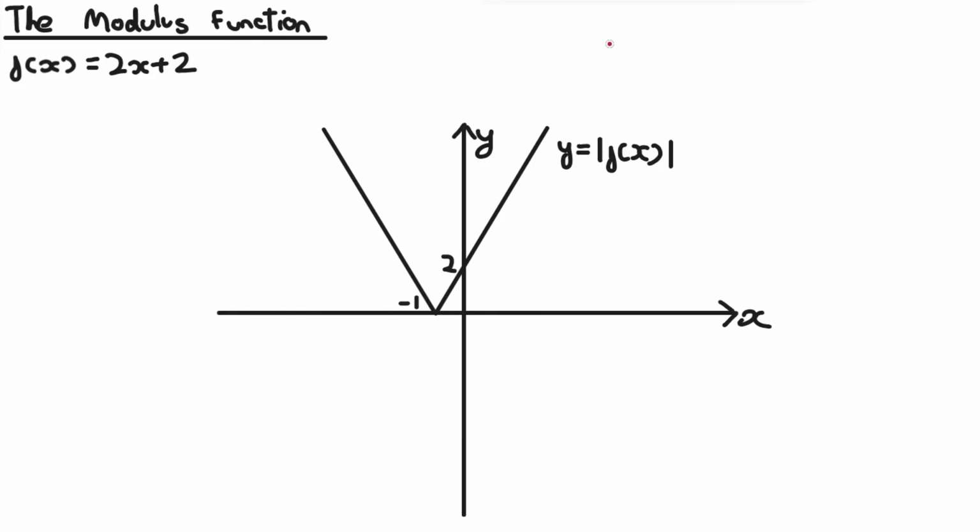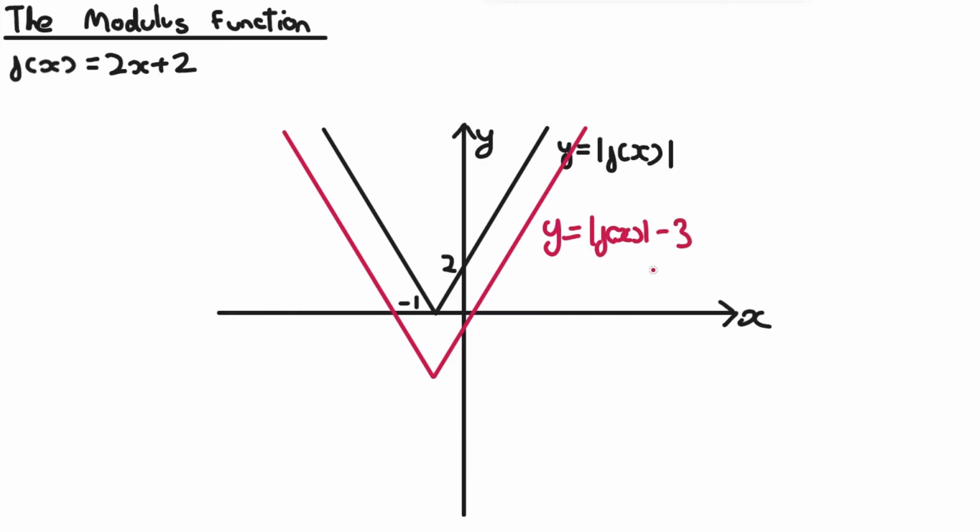If we apply the transformation, the modulus of f of x minus 3, this will shift everything down by 3 to the point where it will look like this, where this part here now actually lies below the x-axis. So this root will be the case when y, the modulus of f of x minus 3, is equal to 0.